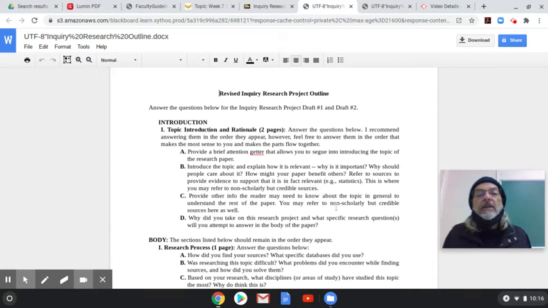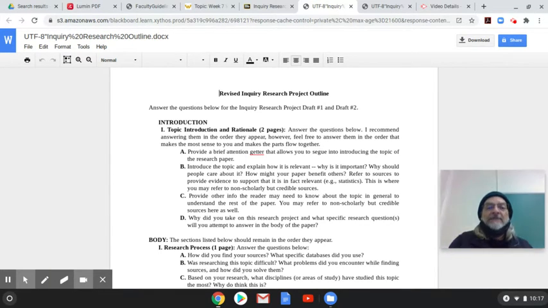Where we left off here, the revised, I don't know why it says revised, inquiry research project outline. I guess it was revised at some point. Okay. So this goes through the topic introduction. It literally gives you a nice breakdown of where and what to put in each one of these sections.